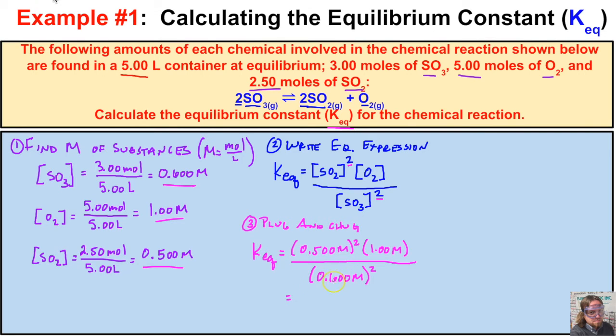Here on top in the numerator, we are going to end up with 0.25. Molar squared times molar is molar cubed, and over on the denominator side, we're going to end up with 0.600 molar. And typically when we're asked to calculate KEQ, KEQ doesn't really have any units. It's just a comparison between the amount or concentration of products to the concentration of reactants at equilibrium. So we can just go ahead and get rid of these right here.